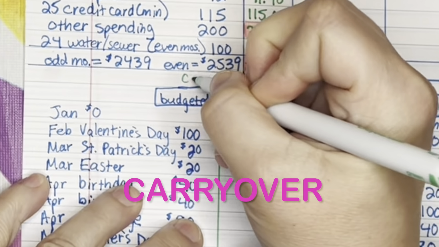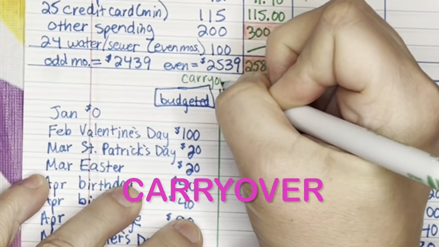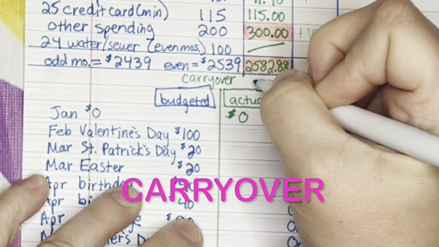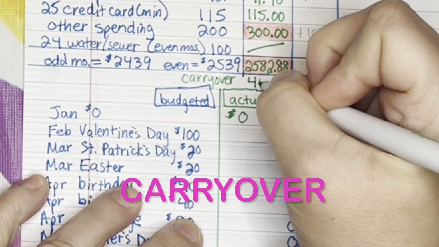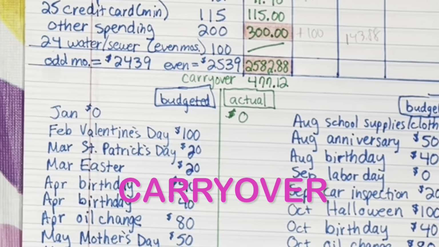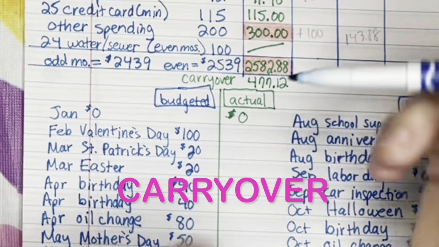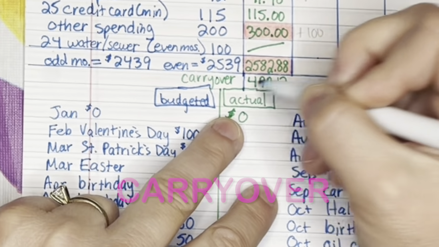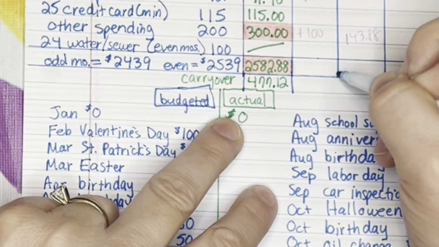After accounting for all of her January expenses, Brooke has no cash left over, and in her checking account she has $477.12. So that's the carryover at the end of January. Carryover is any amount you have left over at the end of the month to go over into the next month to pay your bills.